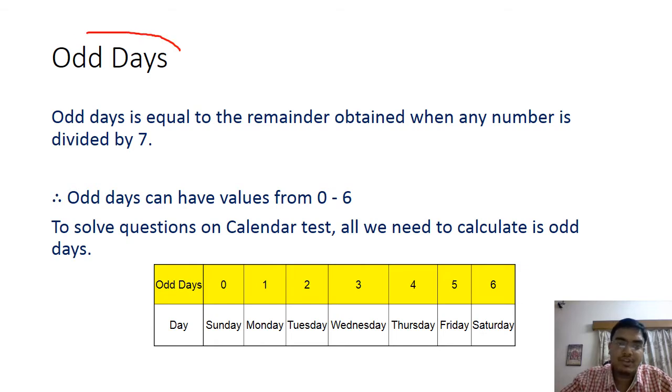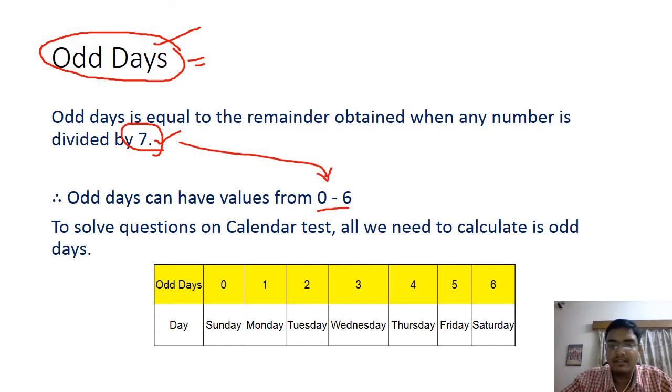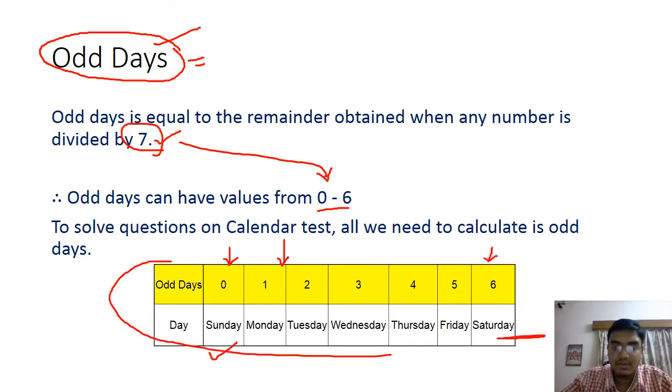Now to solve any question on calendar test, we will be required to find odd days. What does odd days mean? Whenever we divide any number by 7, we get our odd days. Odd days can range from 0 to 6 because if you divide anything by 7, your remainders can be from 0 to 6. It can't be more than or equal to 7. Now if you get the number of odd days as 0, then you have a Sunday, 1 you have Monday, 6 you have Saturday. So that is why we take out our odd days, because our odd days give us what day it is. Okay.